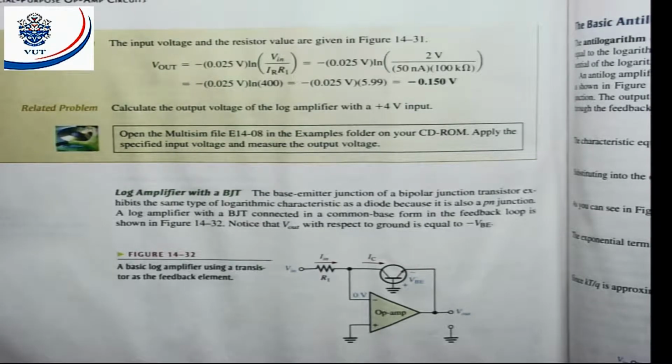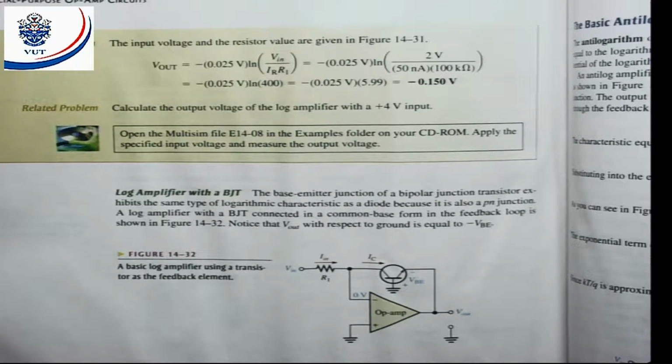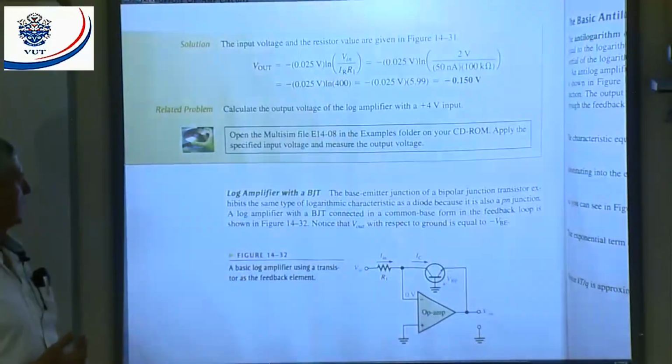Right, VR is equal to minus 0,025 volts, ln Vin divided by IR times R1. And we work that out, we get a value of minus 0,15 volts. That means we're a lot away of 0.7 volts. That means it will still work as a log amplifier. All right. We can also place, also for a log amplifier, a bipolar junction transistor in the feedback circuit, and then it can also operate as a log amplifier.